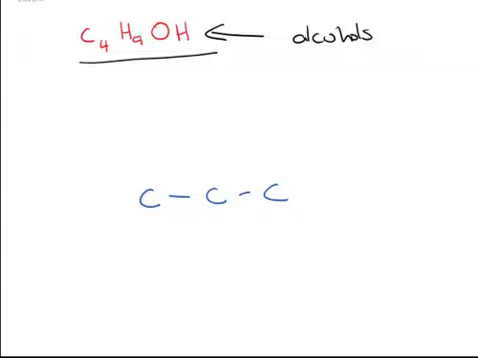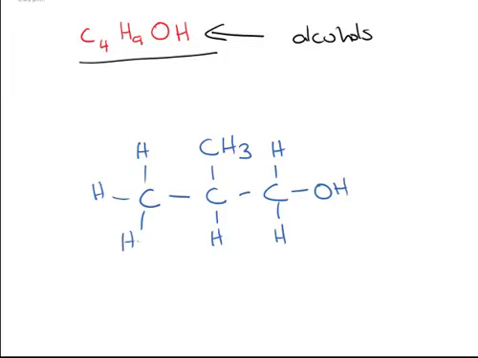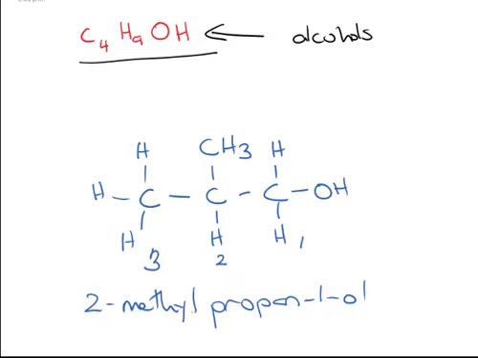So if we have 1, 2, 3, we can put one branching off here, and then we can just put an OH here, and this would be a third isomer. How would we name this one? Well, we name the longest chain first, which will go 1, 2, 3. So that's propan-1-ol. And we've got a methyl group on the number 2, so 2-methylpropan-1-ol.